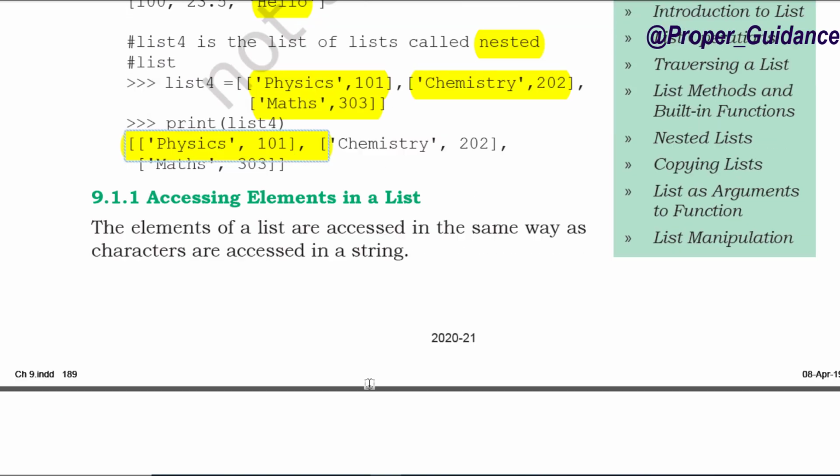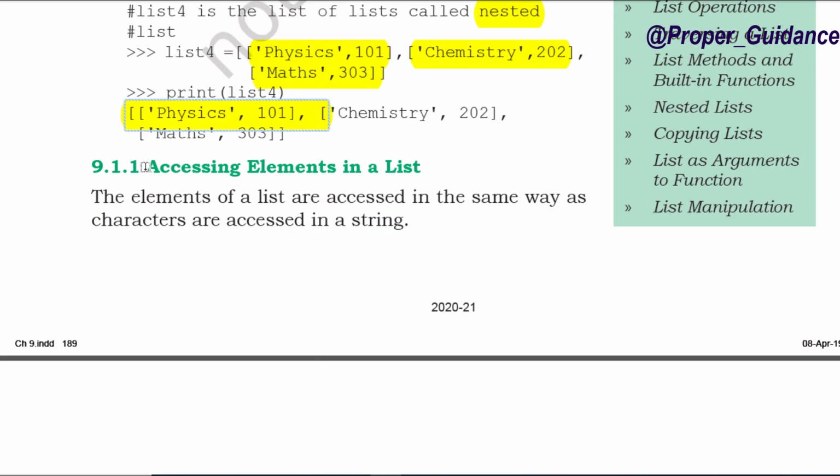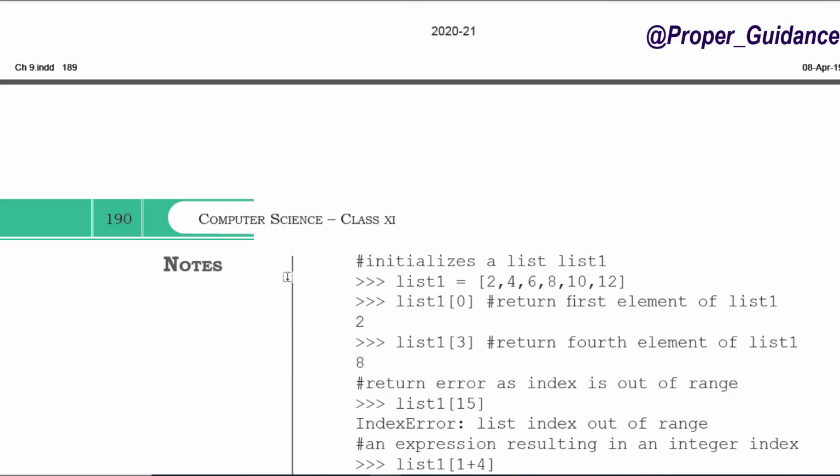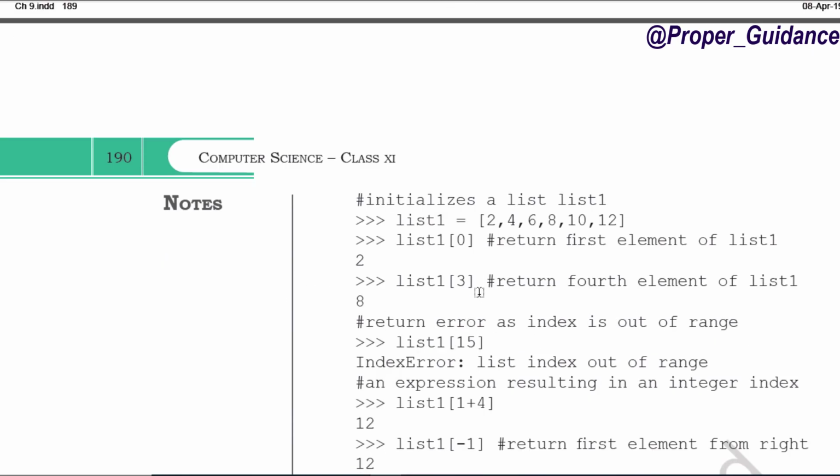And now accessing elements in a list. Now we will learn about accessing elements in a list. See, the elements of a list are accessed in the same way as characters are accessed in a string. List 1 initializes a list, list 1 equals to 2, 4, 6, 8, 10 and 12. list1[0] returns the first element of list 1. See here.